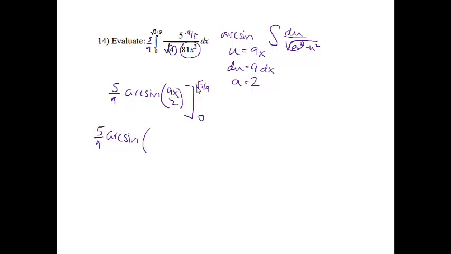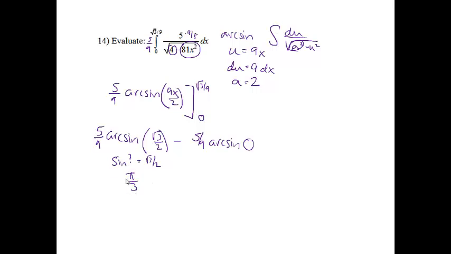So I'm going to have 5/9 arcsine. 9 times the square root of 3 over 9 will just be the square root of 3 over 2. And then minus 5/9 arcsine. If I plug 0 in, 9 times 0 is 0. 0 divided by 2 is 0. Okay, now we have to go back to our unit circle, thinking where would the sine equal the square root of 3 over 2? And I'm getting out my hand right now. The sine is the numbers underneath. If I would like it to be the square root of 3 over 2, I'm going to stick in my index finger, and that would happen at pi over 3.